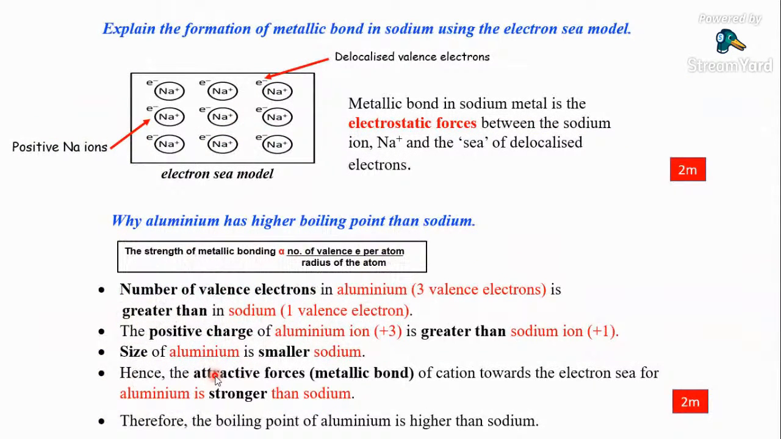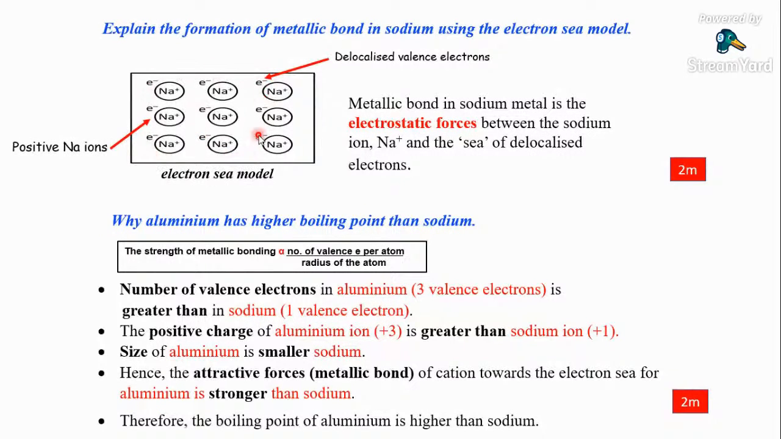During the exam, questions tend to ask you to explain the formation of metallic bonding using the electron sea model. When you have to explain using the electron sea model, it means you have to draw it and then label it. This is a positive sodium ion, and the rest is the electrons. Make sure that the number of electrons tallies with your ions.